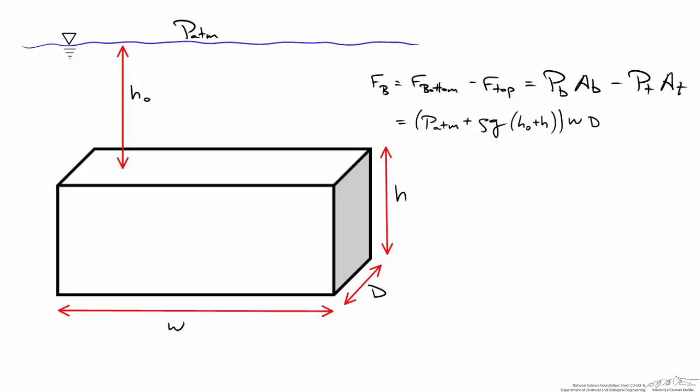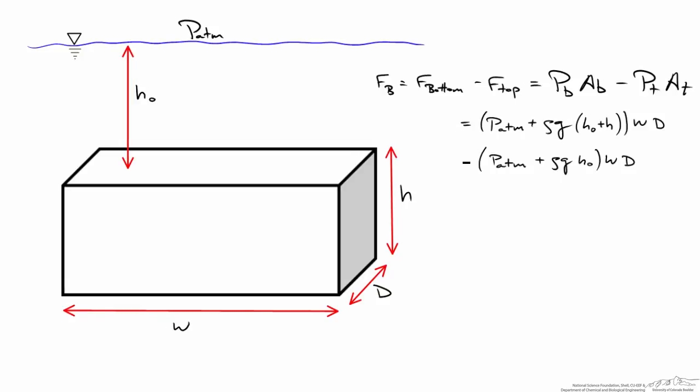The area of the bottom of the box is simply the width times the depth of the box into the screen. And the product of these two is simply the force acting upward at the bottom of the box. The force of pressure acting downward on the top of the box, again, is fluid static pressure, which is atmospheric pressure plus the density times gravity times the submerged height at the top of the box, multiplied by its area, which is again W times D.